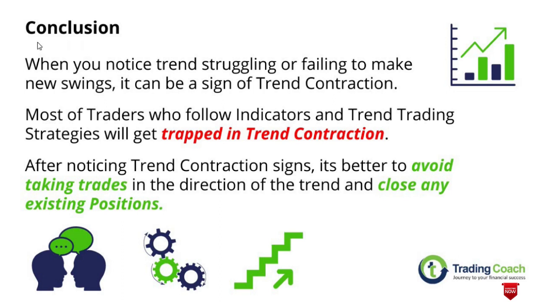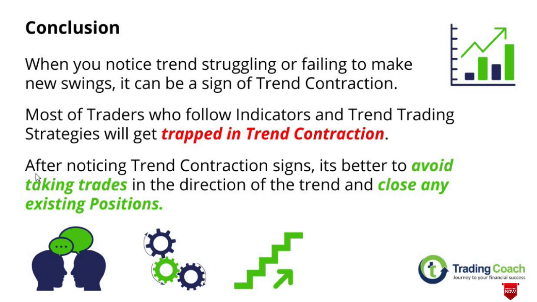So here is a final conclusion. When you notice a trend struggling or failing to make new swings, it can be a sign of trend contraction. Whenever you see a trend failing to make a new high or failing to make a new low, or whenever a trend struggles to make further movement in the direction of the trend, you can see it as a sign of trend contraction. Most often the prices can turn into a range or go into consolidation. Most of the traders who follow indicators and trend trading strategies will often get trapped in trend contraction. So by knowing about trend contraction, you can avoid this kind of horrible mistake.